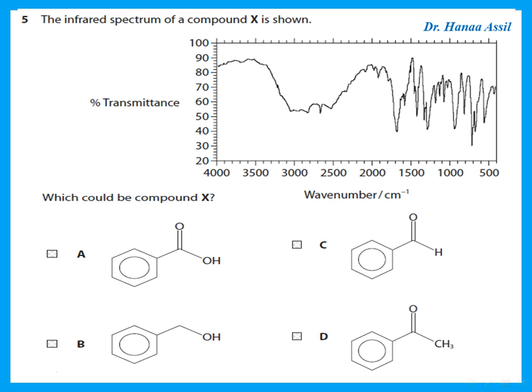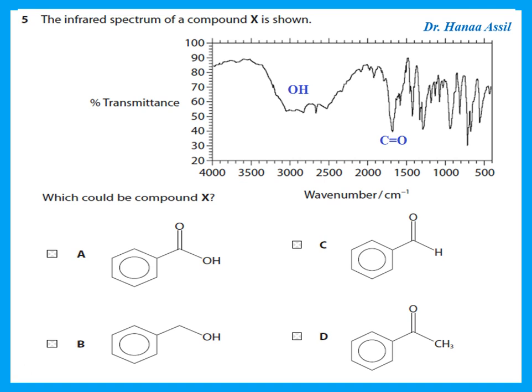Question 5 says the infrared spectrum of a compound X is shown. What could be compound X? Well, we look at the main peaks that we see in this IR spectrum. You should realize that that wide peak around 3,000 is for the OH group. The peak at around 1,700 is for a carbonyl group. That means I need both of these in my structure, so that would be A.